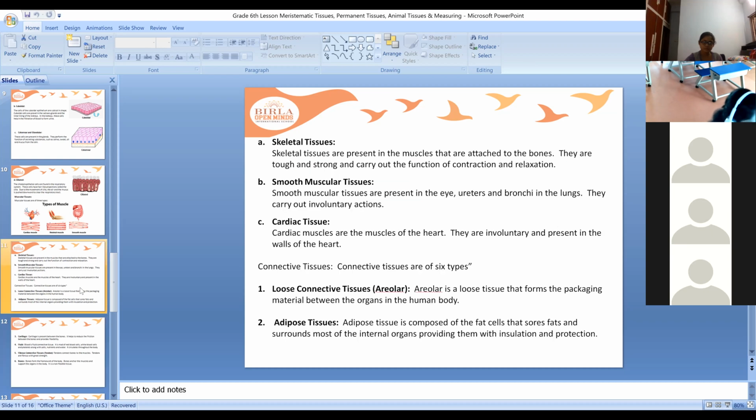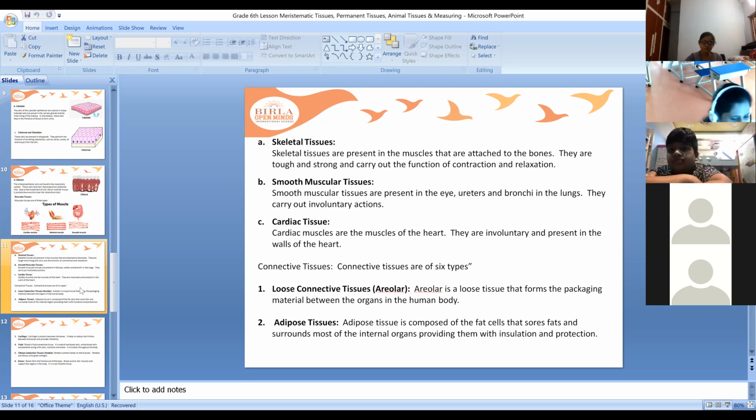So connective tissues, they are interconnected. They form a connective link between organ to organ. They pack everything very nicely in order to avoid any accidents. While you are jumping, you just play, isn't it, children? Small children, they just play. So usually when they are playing, there is a possibility of harming your internal organs.